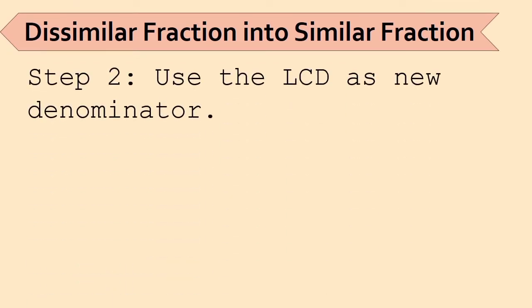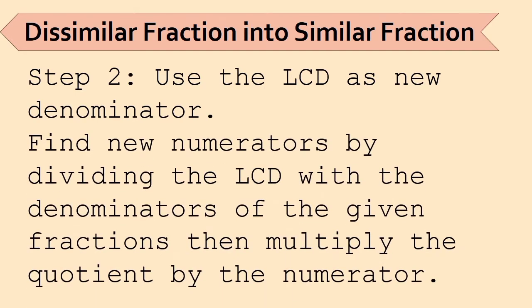Step 2. Use the LCD as the new denominator. And then find new numerators by dividing the LCD by the denominators of the given fractions, then multiply the quotient by the numerator. So let's change our dissimilar fractions into similar fractions.